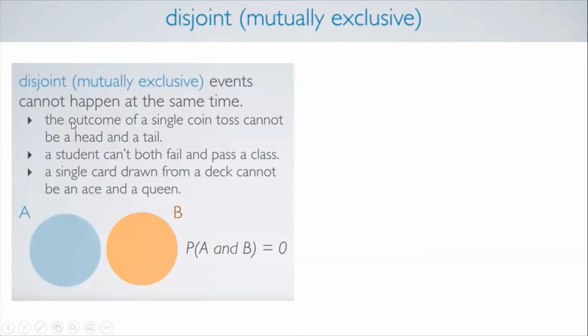Let's consider a coin flip. When you flip a coin one time, the outcome can be a head or a tail. It cannot be both. A student cannot both fail and pass a class, and a single card drawn from a deck cannot be an ace and a queen. If you play cards, you will understand this. Otherwise, just understand this one.